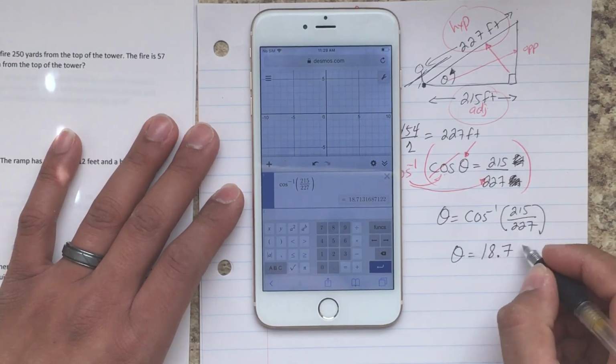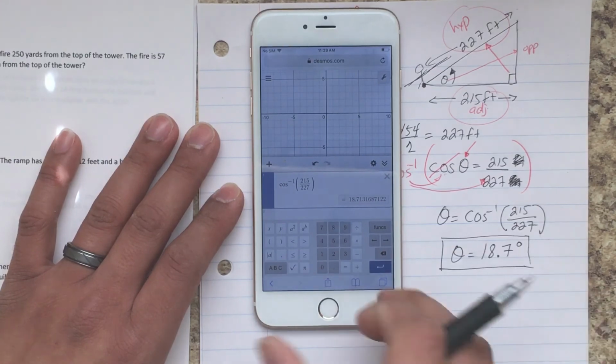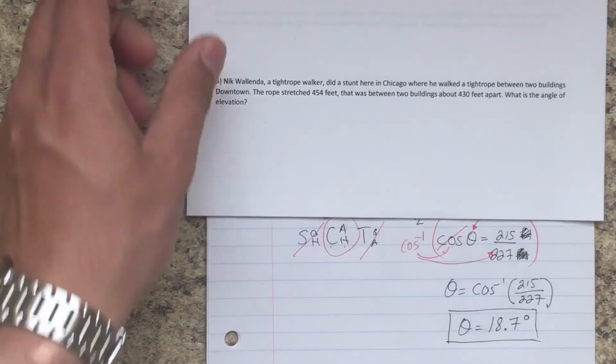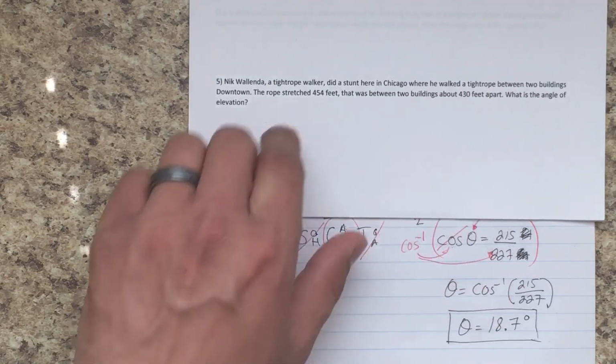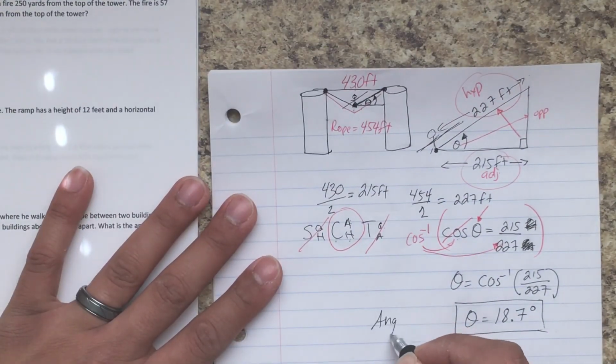Because this is an angle, this is in degrees. Remember, you can always go back to the problem and reread it. This is about a person going up, so that's our angle of elevation. This is my angle of elevation.